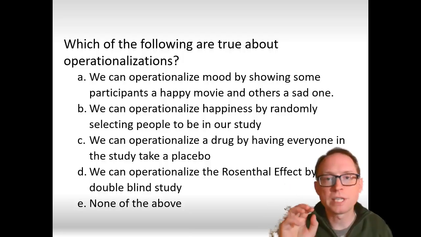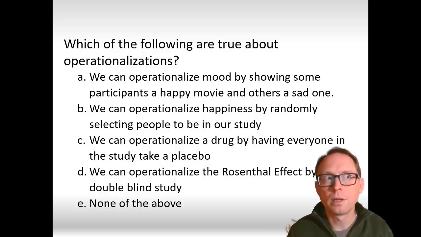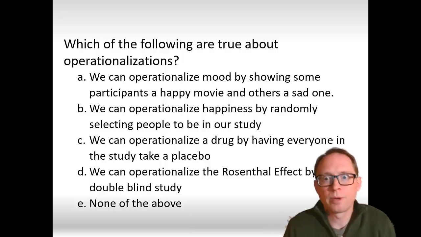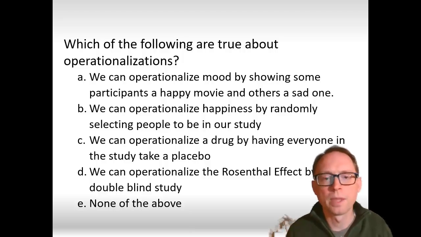B, randomly selecting people to be in our study. That's not operationalization. That's sampling. That's how we sample people. That's how we get people in the study. We can operationalize a drug by having everyone take a placebo. If everybody takes the placebo, then that's not a manipulation. That's just everybody took the placebo. That's a control variable, if you want to think of it like that.